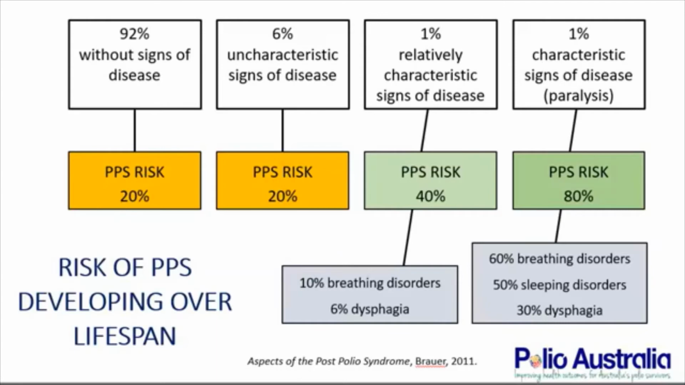You can see in the second row of boxes that the risk increases with the increased severity, which follows the logic of the previous slide. Look at the 1% paralysis, they also have considerable report of breathing disorders, sleeping disorders, and dysphagia. When we talked about those that had been exposed to the virus and developing post-polio syndrome, the risk here shows 20%.